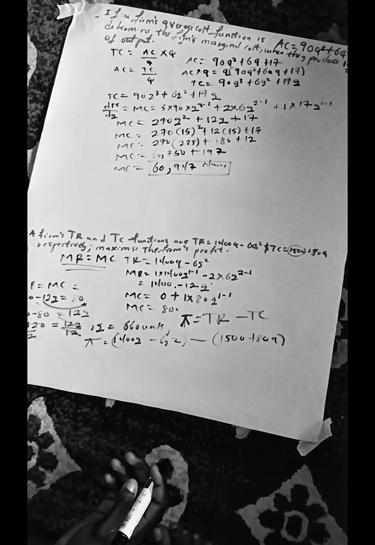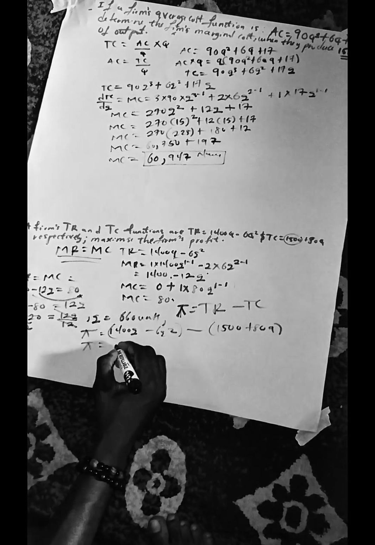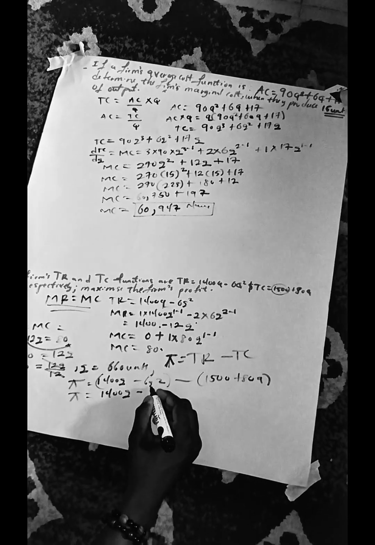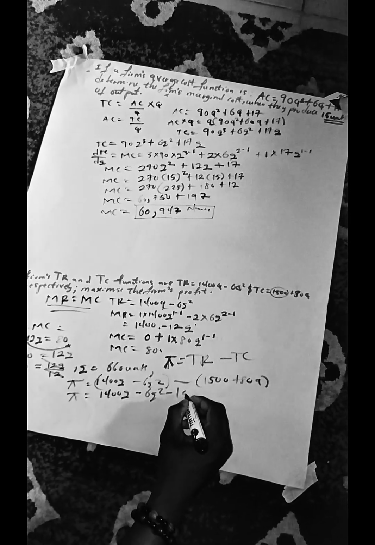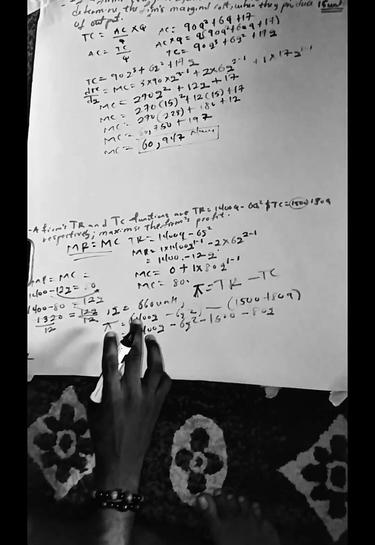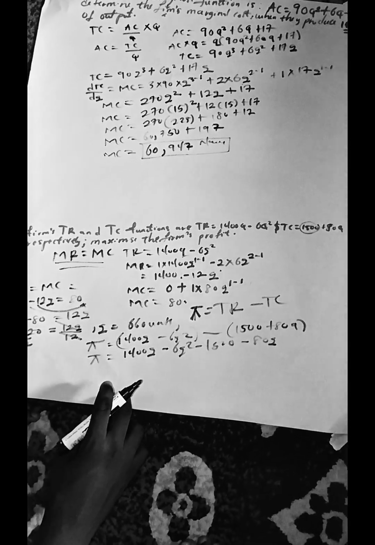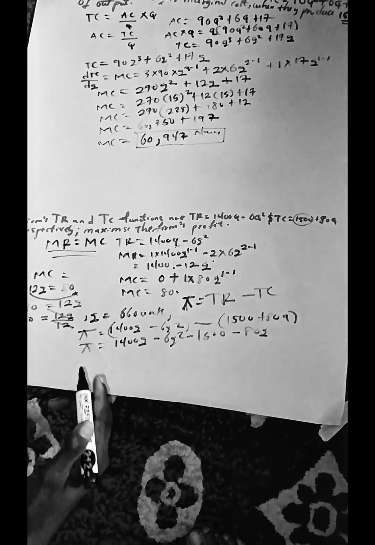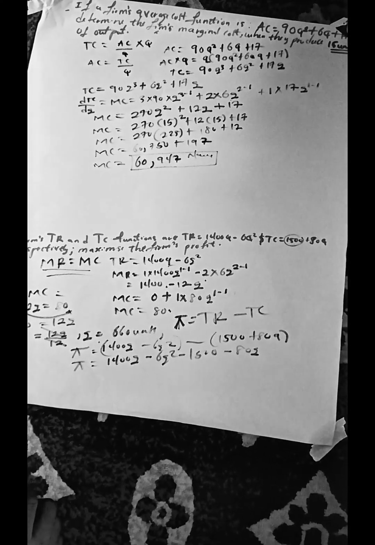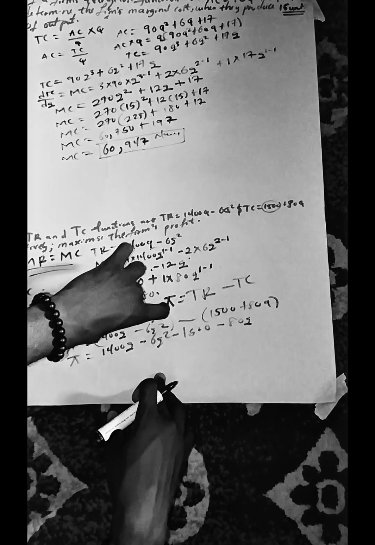So how do you get our profit? Just subtract the functions. So pi is going to equal 1,400Q minus 6Q squared minus 1,500 minus 80Q, right? So this is our profit function. So how do we get the actual value of the maximized profit? We plug this value of Q into this function. This will tell us the amount of profit the firm made at the profit maximizing point of output.